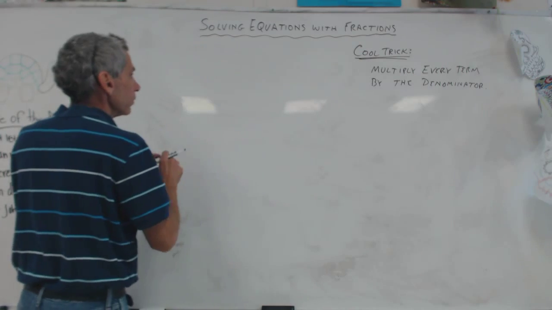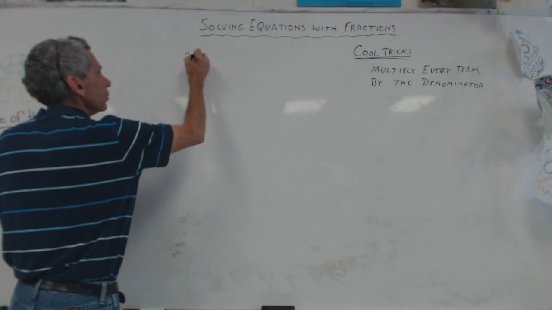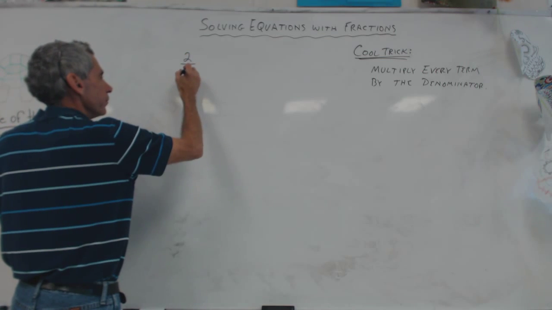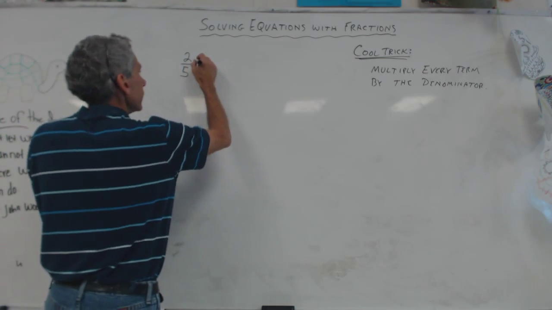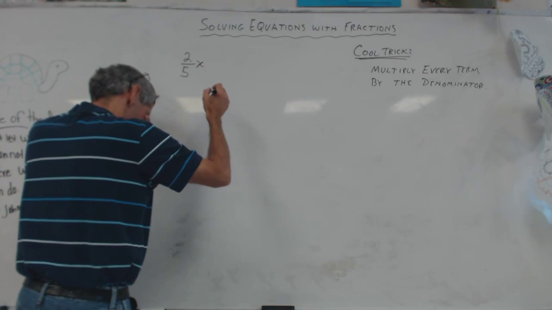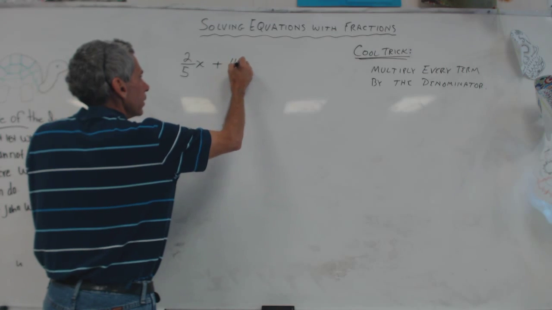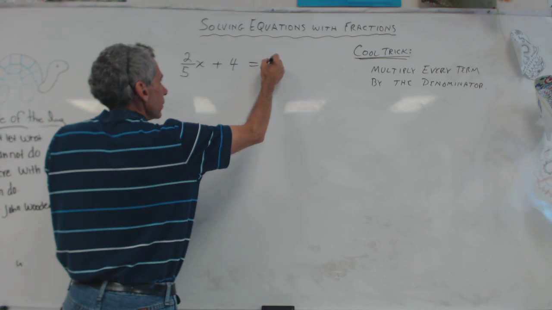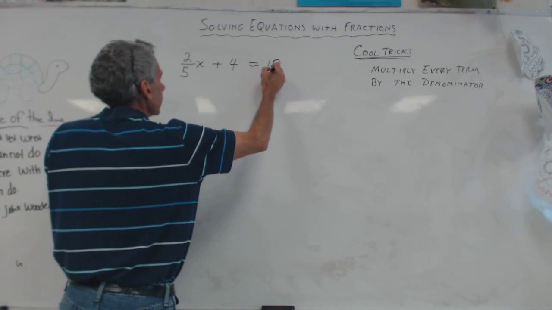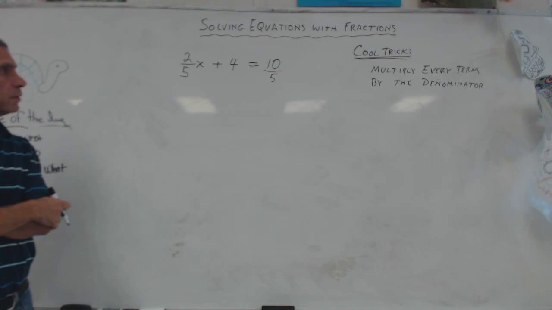All right, how about I give you this? 2/5 x plus 4 equals 10/5. Let me think what I'm doing.